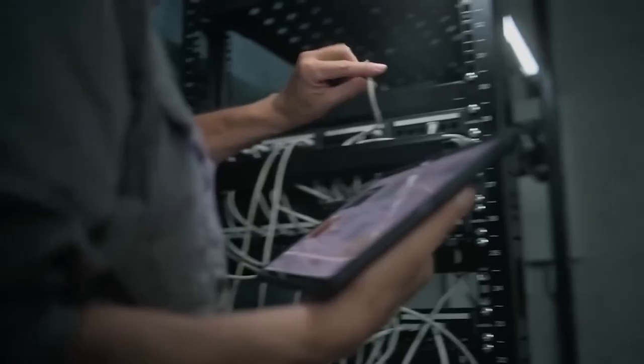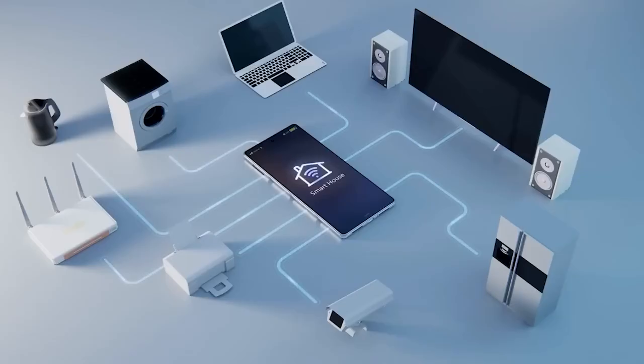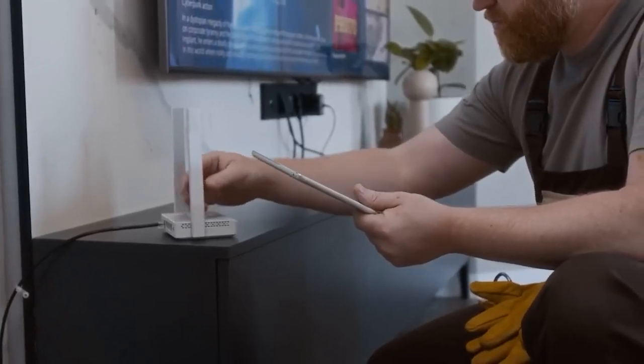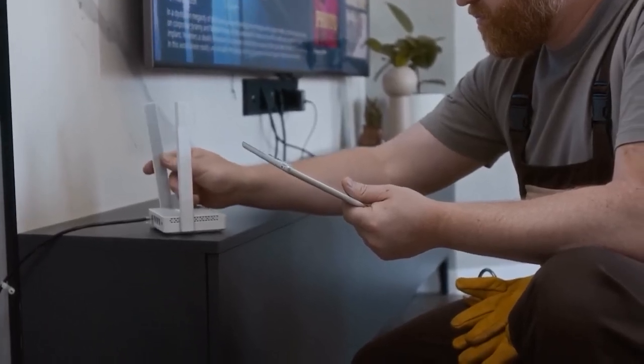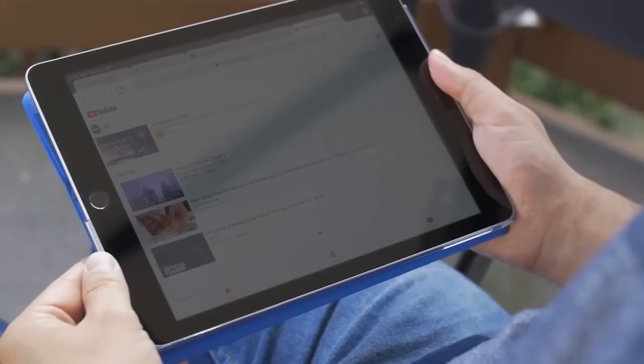There's a hierarchy. First, your request goes to something called a recursive resolver. This is usually run by your internet provider. The resolver checks if it already knows the answer. If it does, great. If not, it starts asking around. It contacts a root server. Think of this as the top of the phone book. The root server doesn't know where YouTube is, but it knows who might.